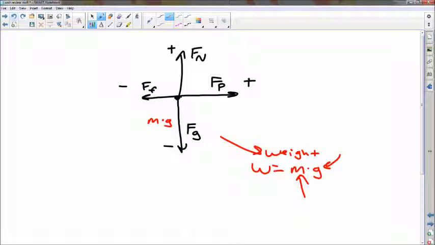Even if you're not going to use it in the actual calculation, you still need to use the mass to find the gravitational force and put it on your force diagram.